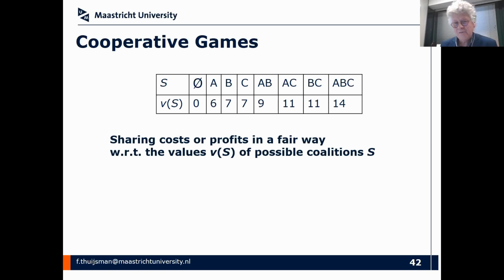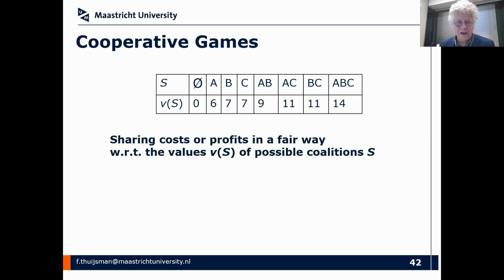So A would say, if I worked alone, I could have obtained 6 on my own. B and C could each have obtained 7 on their own. If A and B had cooperated together, the 2 of them could have made 9. A and C could have made 11. B and C could have made 11. But all these things didn't happen. The only thing that happened is that A, B, and C together made 14.